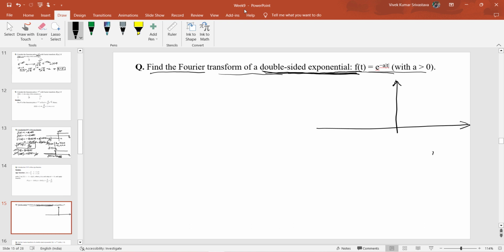For t greater than 0 the value of this function f of t is equal to e raised to the power minus at, whereas for t less than 0 the value of this function will be e raised to the power at. It means that for t greater than 0 the plot will be like this, whereas for t less than 0 its plot will be like this. So this is basically f of t.